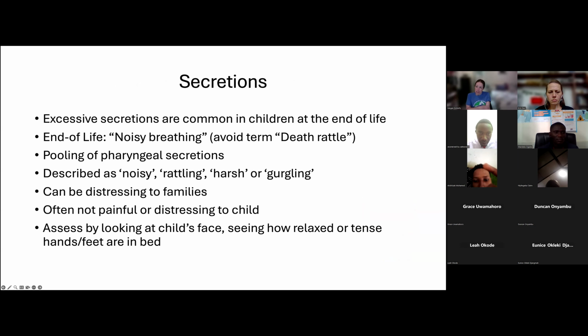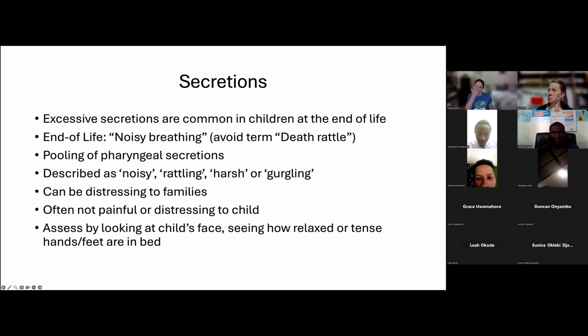We often see excessive secretions, or what we call congestion, in children at the end of life. Sometimes we call this noisy breathing. It's when their secretions pool in their upper airway. And this can be very disturbing to families, although it's usually not painful, not distressing to the child themselves.